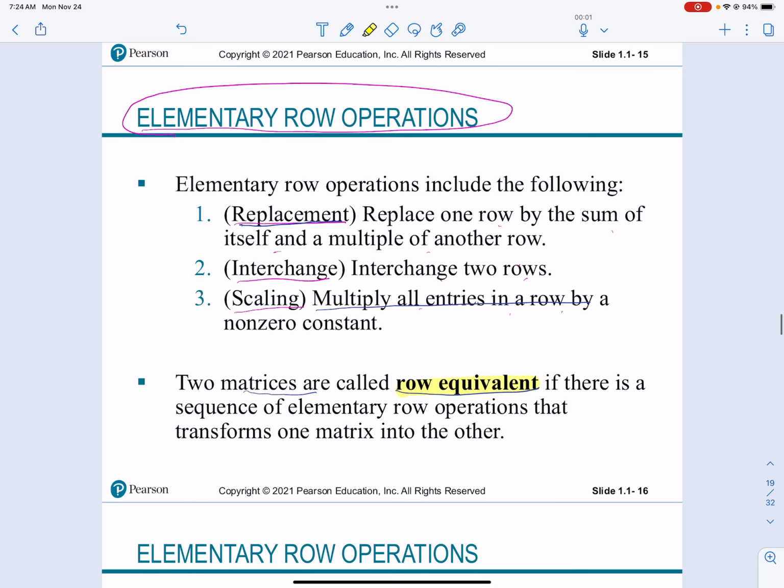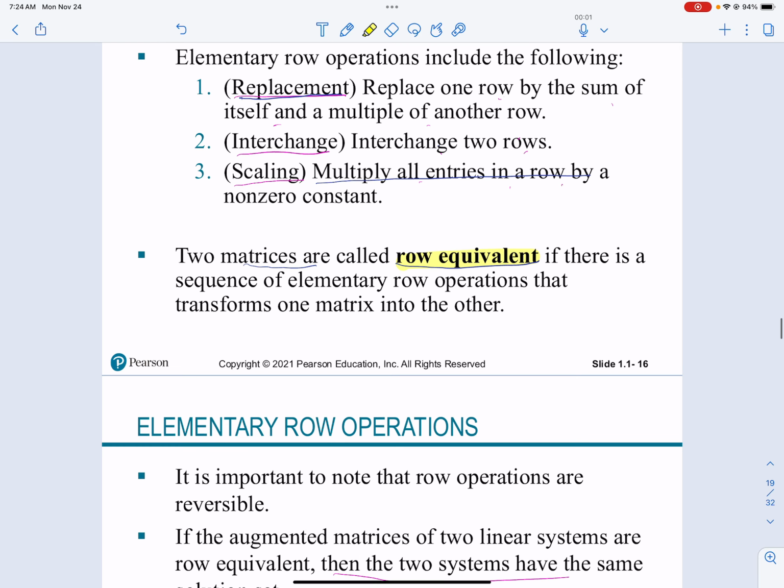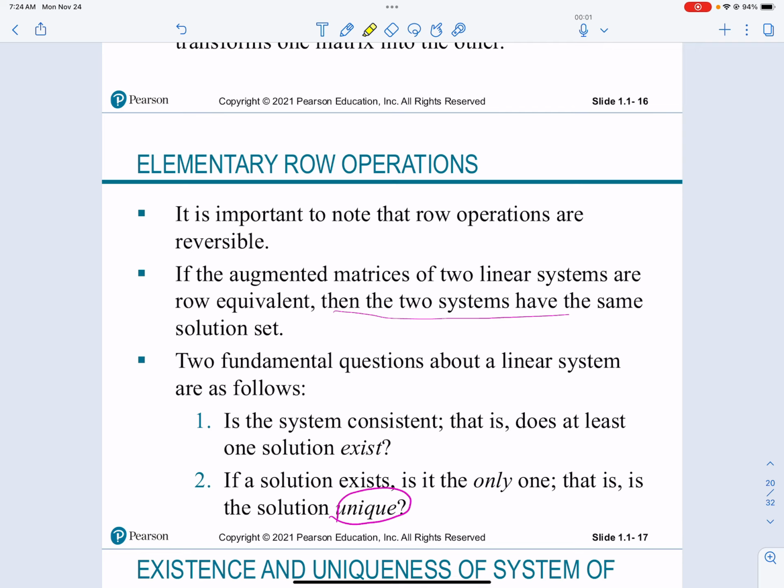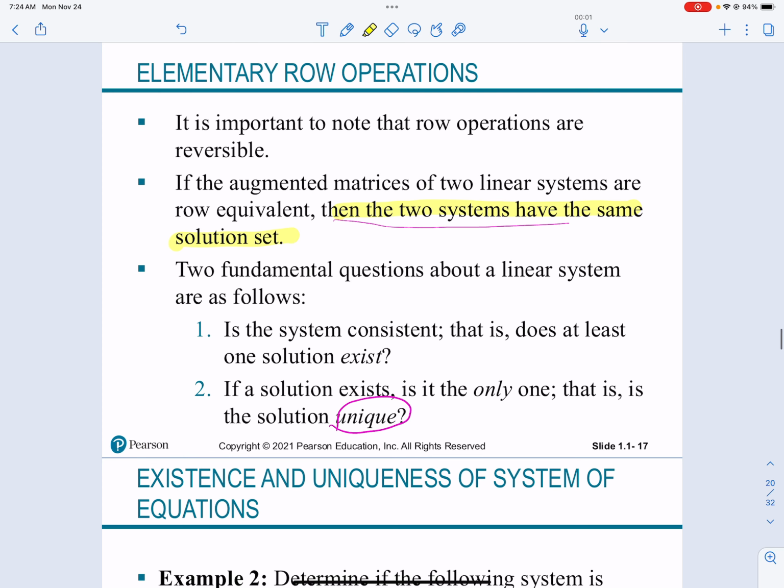Okay, because it's exactly the same. Okay, and there are some important things. The row operations are reversible, and if two augmented linear systems are row equivalent, then what happens? Because all these row operations do not impact the solution, they have the same solution set. Yeah. And so the next question we wanted to ask is about the solutions of a linear system.